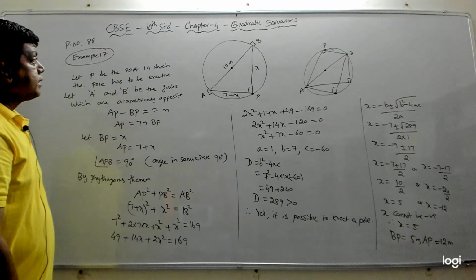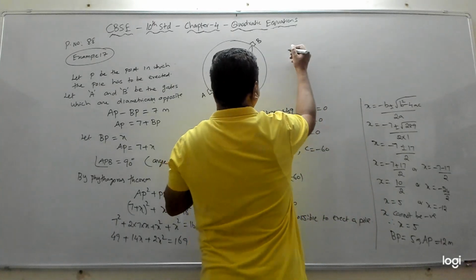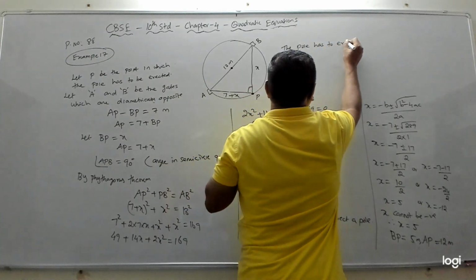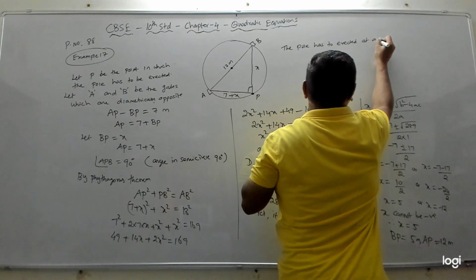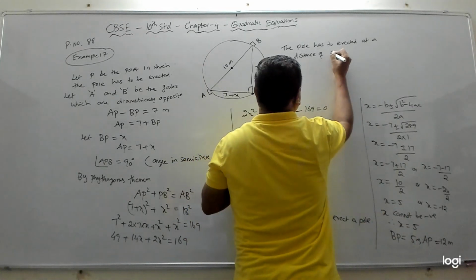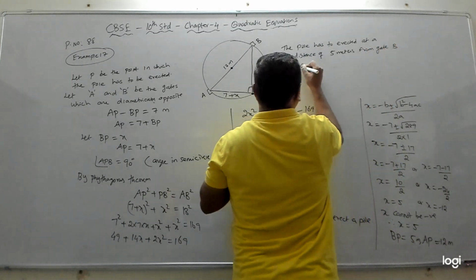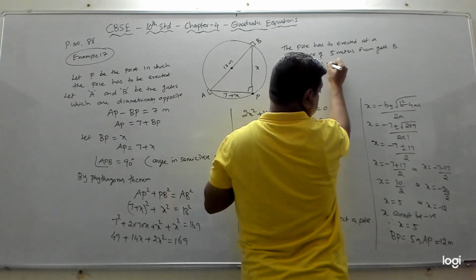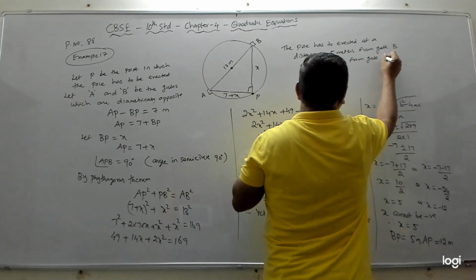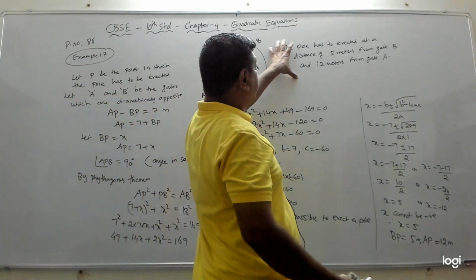So we can say the conclusion, the final answer, is: the pole has to be erected at a distance of 5 meters from gate B and 12 meters from gate A. Clear? Fine. So this is the final answer.